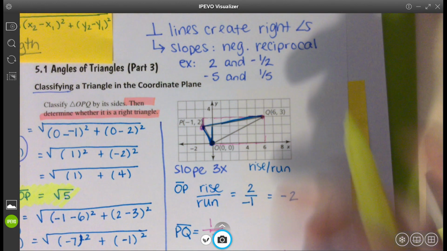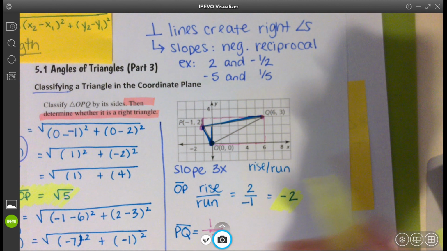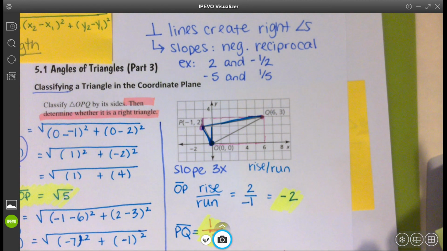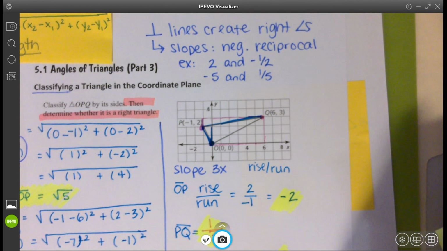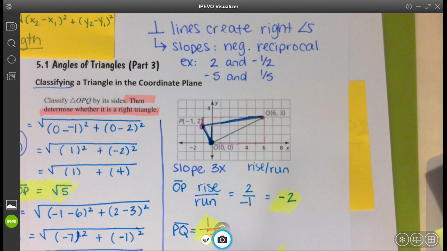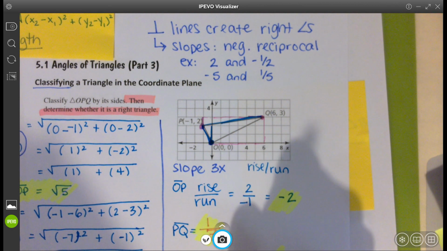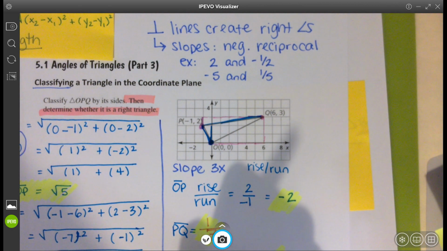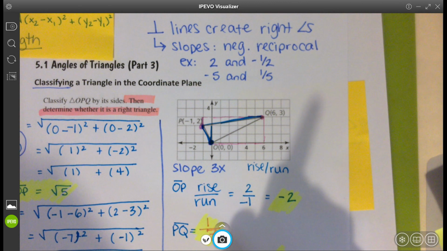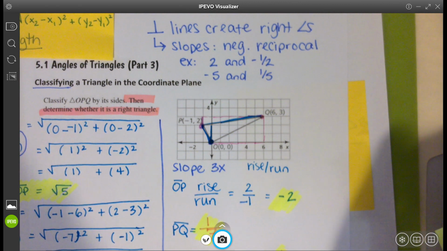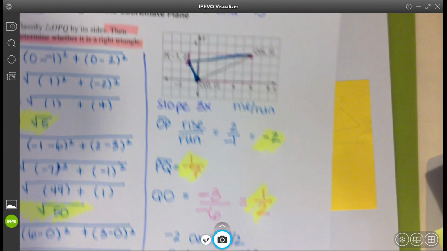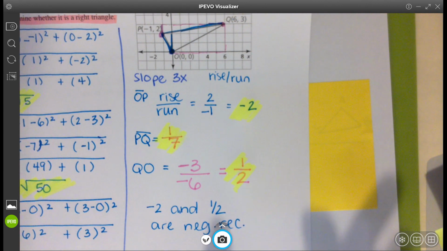So we have negative 2, 1 over 7, and we have 1/2. So in this case, negative 2 and 1/2, they are negative reciprocals. So what does that mean? That means that we have a right angle.